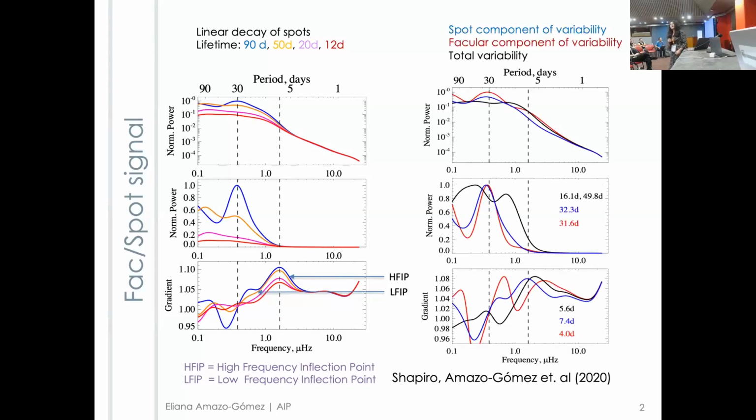But when we compare with facula, we see that for singular cases, we were able to recover the rotation period in the light curves. But in real stars as the sun, we don't have only spots or only facula. We have the superposition of both effects. And when we have the superposition of both, what we can see is that the rotation signal is completely wrong in the power spectrum. While if we go to the gradient of the power spectra, we still see the enhanced peaks in the higher frequencies and lower frequencies.